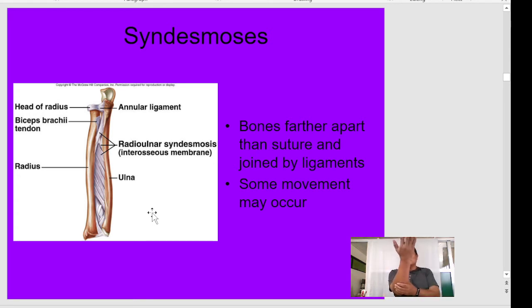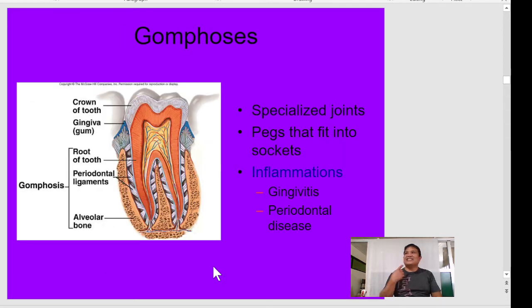So if you notice, if you move your hand like that, the distance between the two bones never changes. Although it rotates, the distance remains the same because of this syndesmosis that connects your forearm. Actually, it is also found between the tibia and the fibula, in the leg. Then you have your gomphosis, which is the teeth, and the mandible and the maxilla.